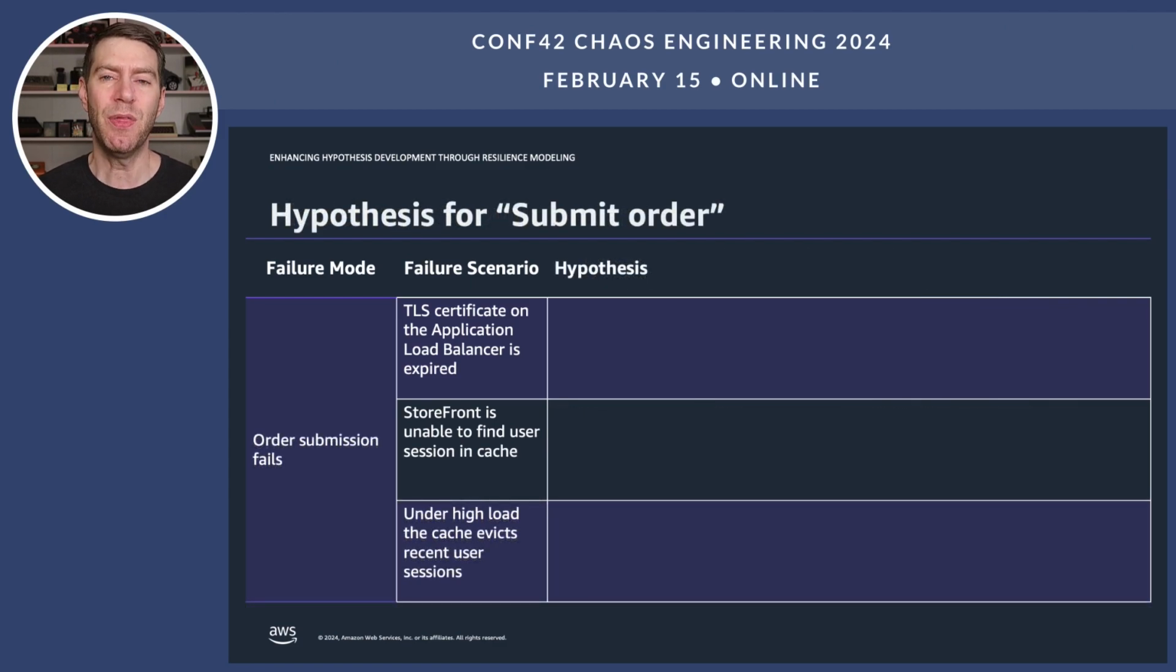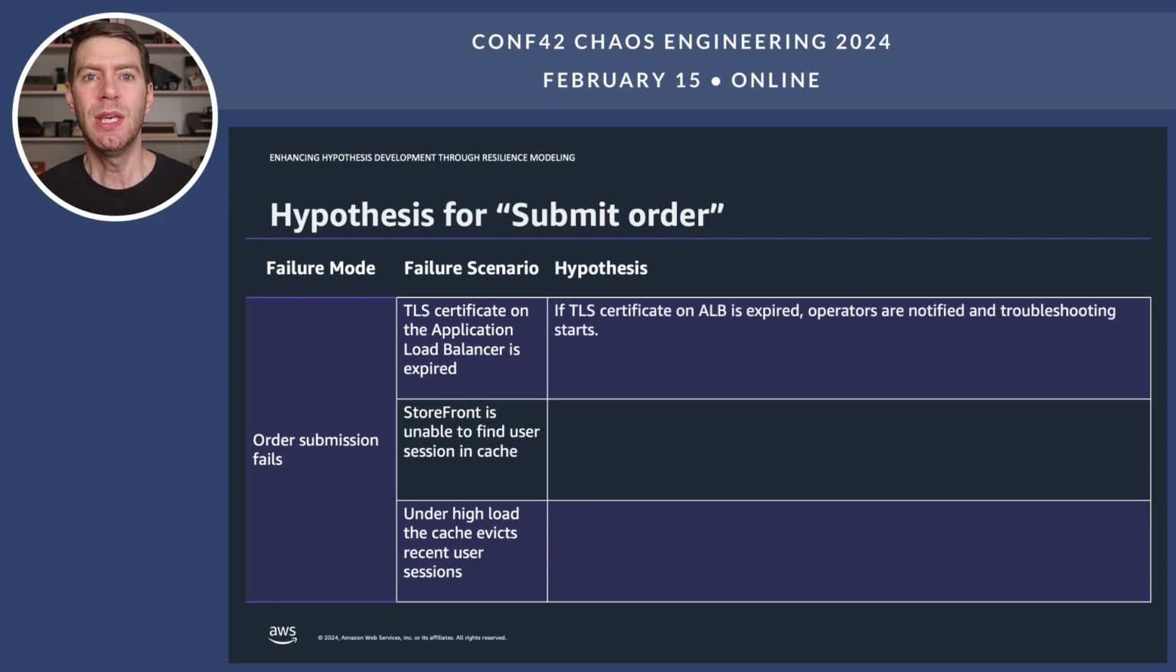So with these three failure scenarios for our failure mode, order submission fails, we can now use the technique we looked at earlier and start forming our hypotheses. For the first failure scenario, the TLS certificate on the application load balancer is expired, we can create a hypothesis: if the TLS certificate on the ALB is expired, operators are notified and troubleshooting starts.